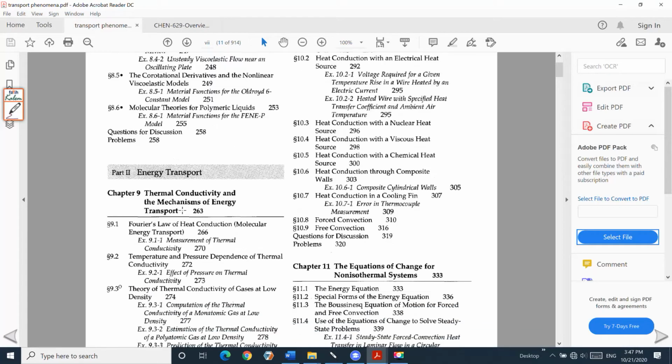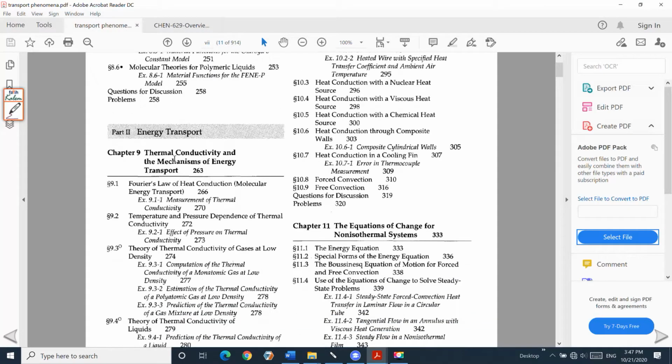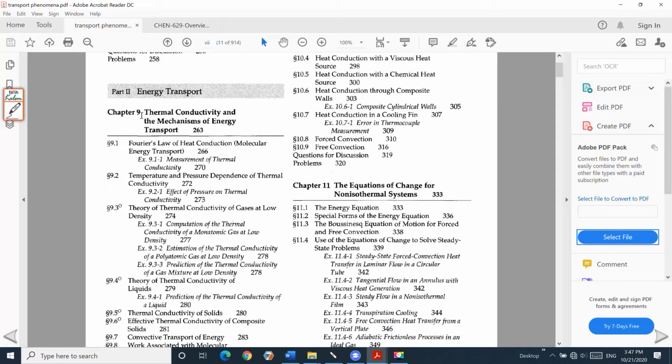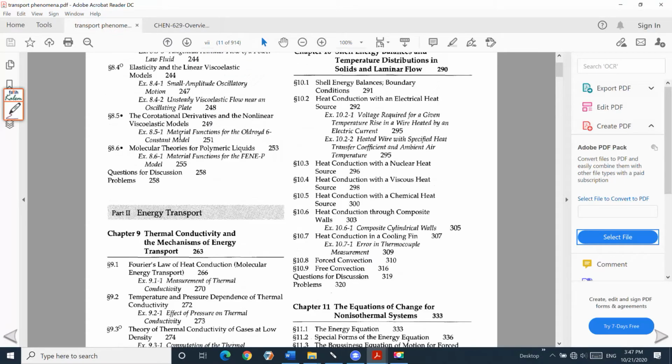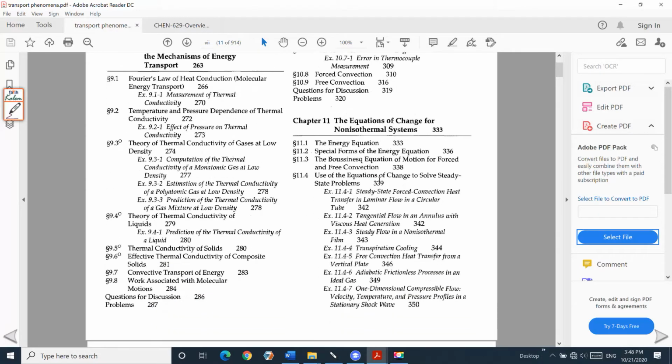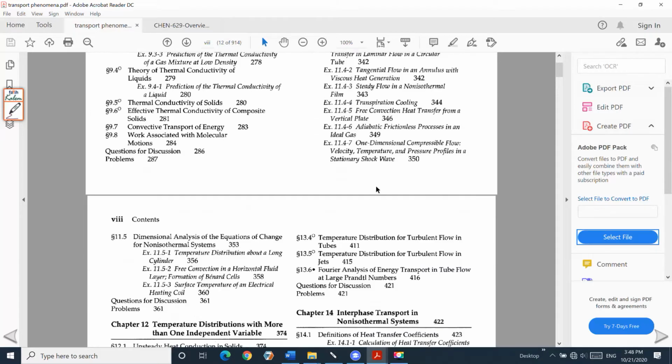In the second part of this book, we'll see energy transport after momentum transport. In the energy transport part, the first chapter, chapter 9, gives some definitions of thermal conductivity and the mechanism of energy transport. Chapter 10, similar to the momentum part, gives shell energy balances and temperature distribution in solids and laminar flow. Chapter 11 is the equations of change for non-isothermal systems, again for the continuum situation.